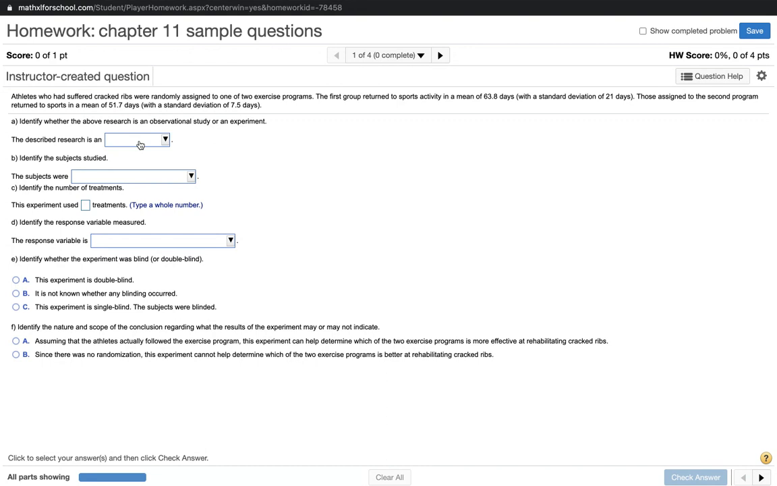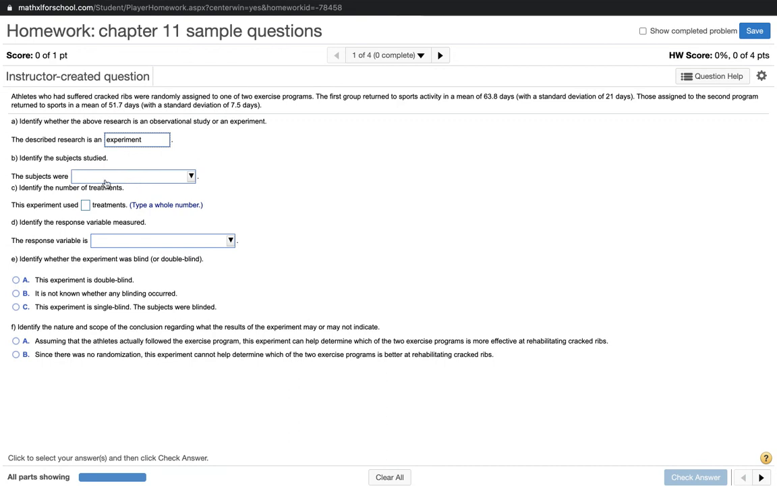Remember from the previous video, the big difference between an observational study and an experiment is that in an experiment, the participants, in this case the people, are imposed a treatment. They are not just simply observed. These people were randomly assigned to one of these exercise programs. So they were imposed treatment. In this case, the treatment was an exercise program. So this is definitely an experiment and not an observational study.